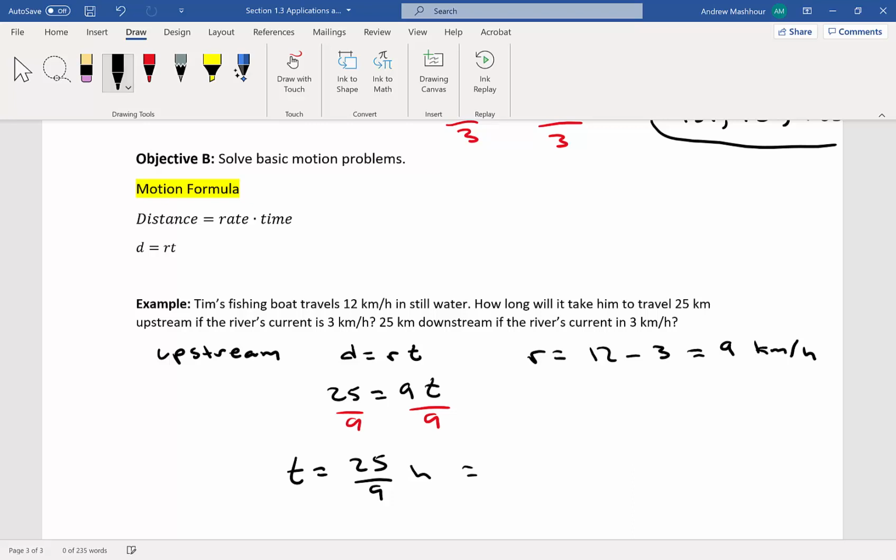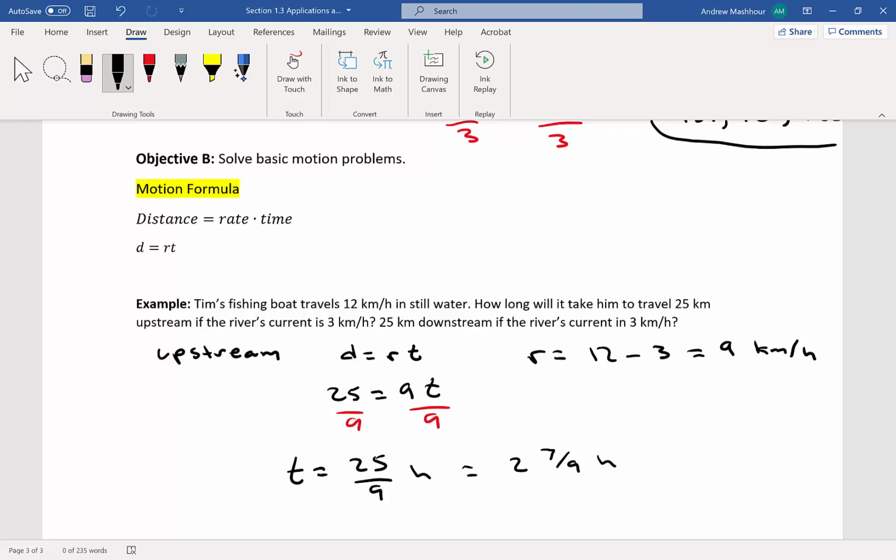Okay, so let's go ahead and simplify this so we can see how many hours it is. So 25 divided by 9. Ask yourself, how many times does 9 go into 25, which is twice. That should give you 18. And then how much is left over would be 7. So you have 2 and 7/9 hours.